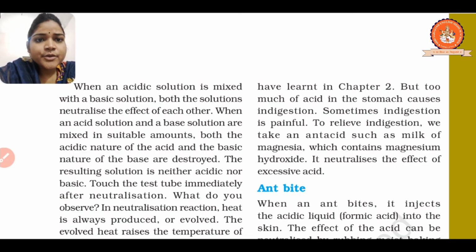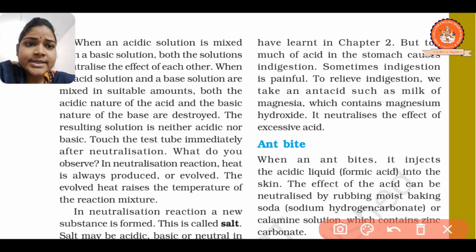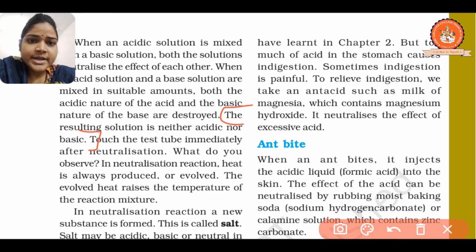In this video, we observe that if an acidic solution reacts with a basic solution, the acidic solution loses its acidic nature and the basic solution loses its basic nature. So the resulting solution is neither acidic nor basic. So we can't say the product is acidic or basic, right? Now, during the process, touch the test tube immediately.